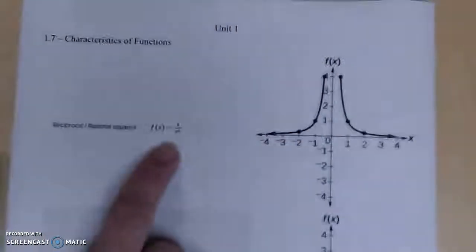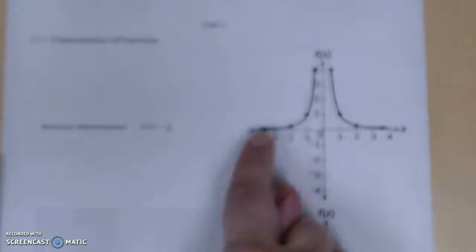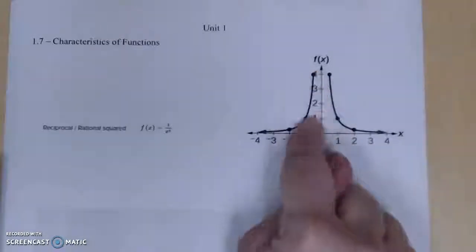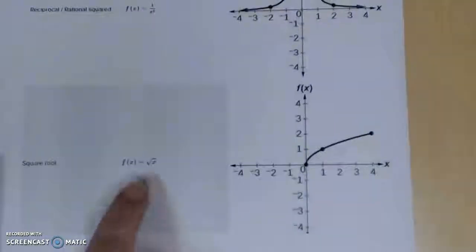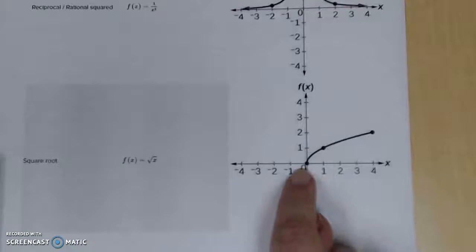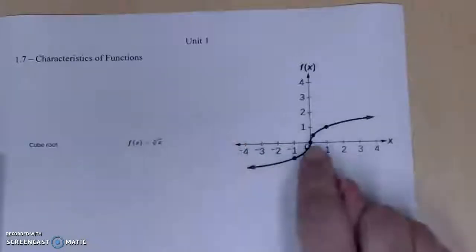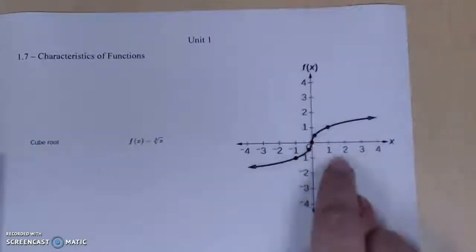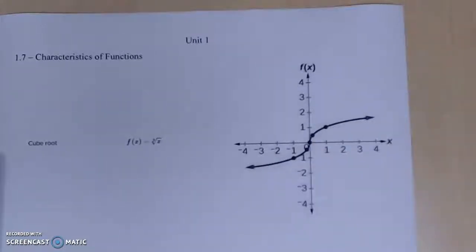1 over x squared is a reciprocal function. You can see that it has these 2 L shapes with nothing in the middle, actually an asymptote there. The square root of x, you can see it looks kind of like a heel. It starts at 0, 0 and then goes up and over. And then the cube root of x has that square root that we're looking at, but it now has this under piece here, kind of like a cubic one that has been flipped over.